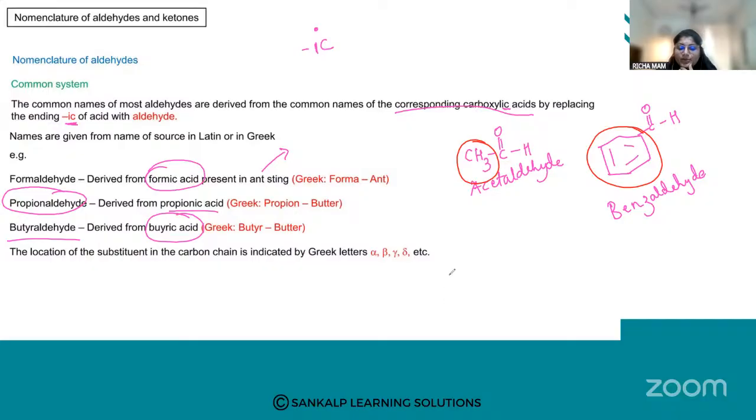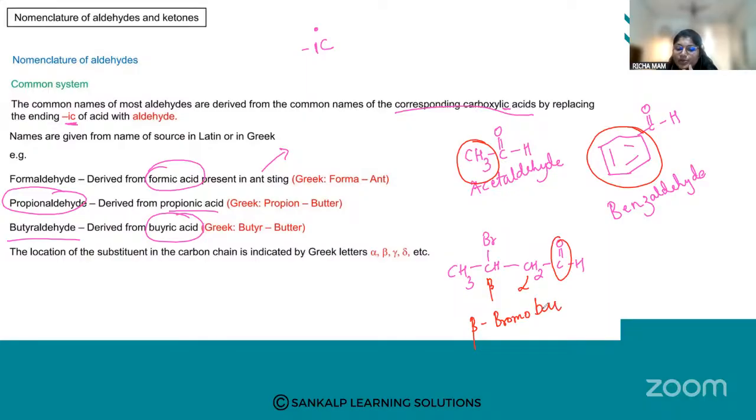One more example: CH3, CH with Br, then CH2, C double bond O, H. How are you going to name this, students? Whenever substituents are there, the substituent should get the least number. With respect to the carbonyl group, this is alpha and this is beta. When giving the substituents numbering, you have to number from the carbonyl group so that the substituent gets the lowest number. So it is beta bromo.